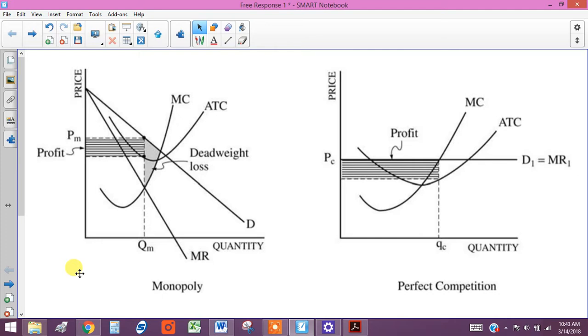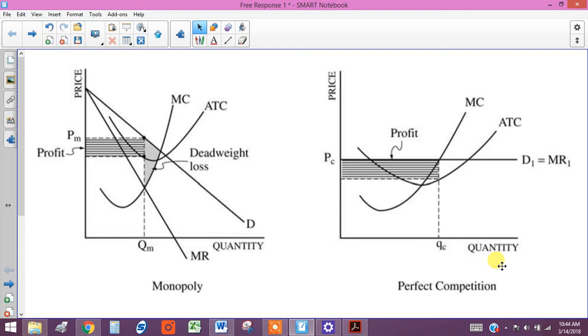Use your lines, and you want to draw a monopoly graph, and you want to draw a graph showing a firm, not the market, but the firm that is in perfect competition, and they're both earning short-term economic profit. Now let's review what we mean by economic profit.